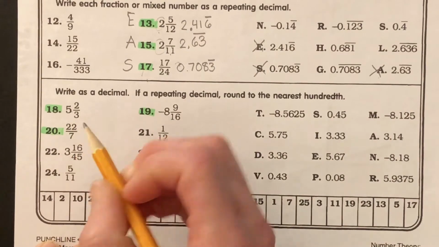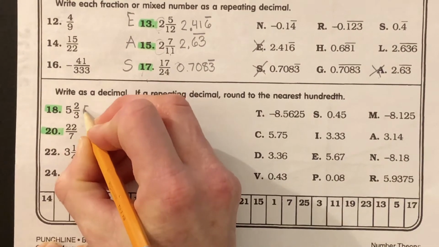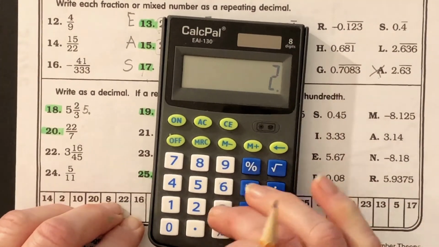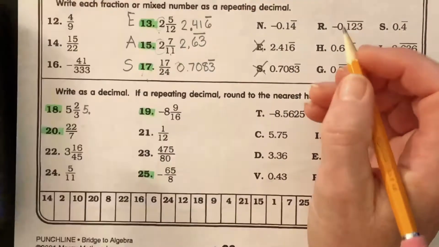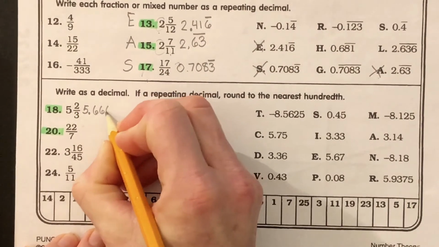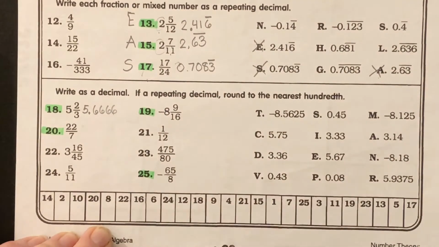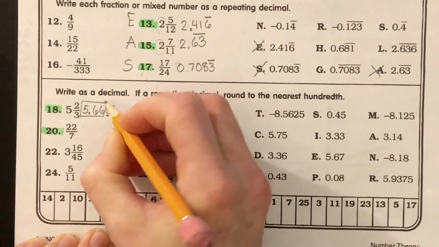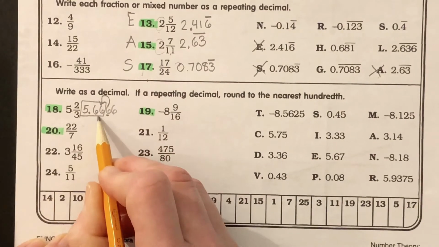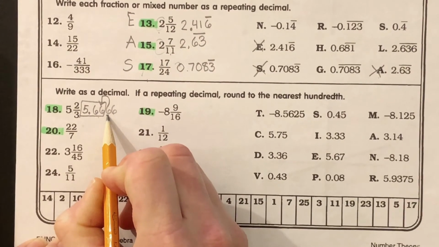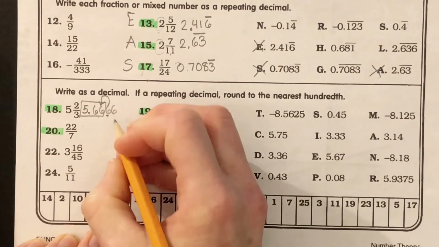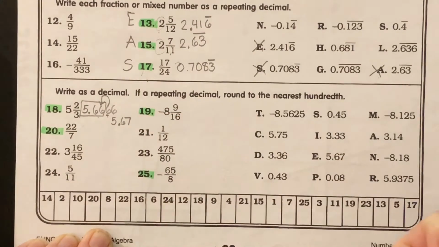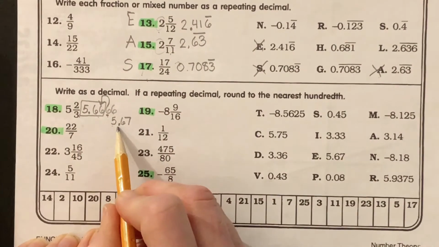All right, convert to a decimal. So 5 2/3. 5 is my whole number. 2/3. 2 divided by 3 is 0.66666666. So I'm just gonna write a bunch of sixes. Since it says to round to the nearest hundredth, this is where I'll stop. This digit tells me if I round up or down. 6 rounds up. So my final answer is 5.67. So number 18 is 5.67.